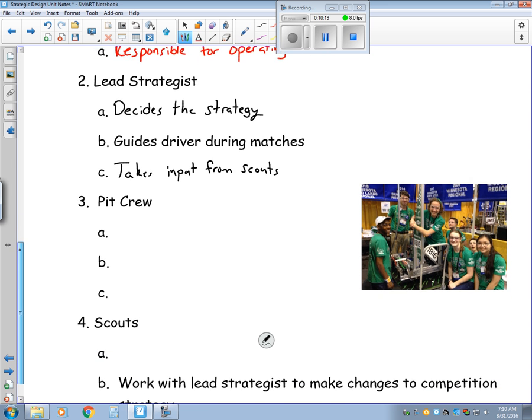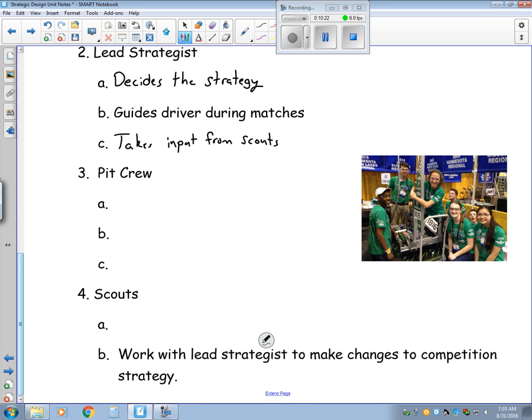The next part is the pit crew. Really, everyone is going to be a member of the pit crew. The pit crew is the people who make fixes or improvements between matches. They have to work fast. Sometimes you only get a couple minutes of a break between matches, so the pit crew needs to be able to work fast.